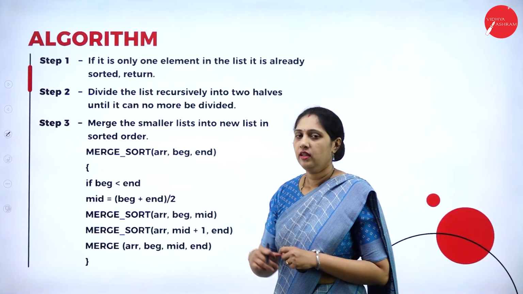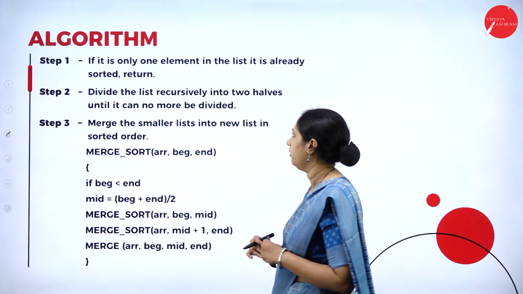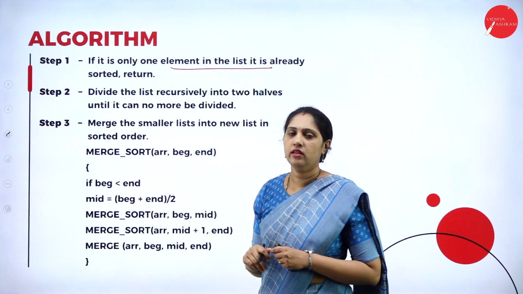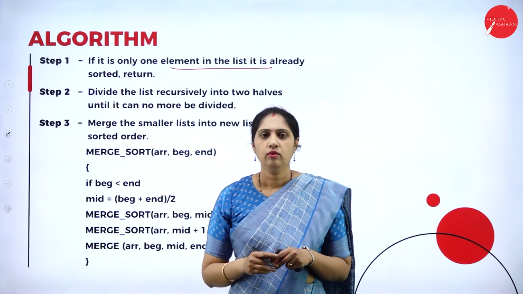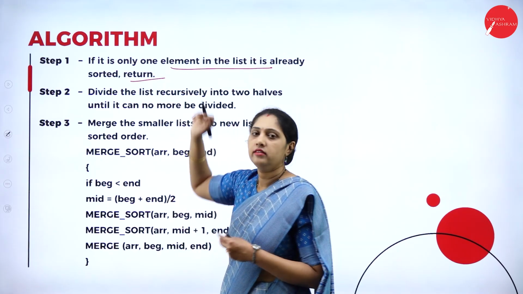So step 1. We have already discussed this, but regarding the steps, we'll discuss again. If there is only one element, it is already sorted. If your input is, say, 20, what is there to sort? 20 is already sorted. So we'll return that number.